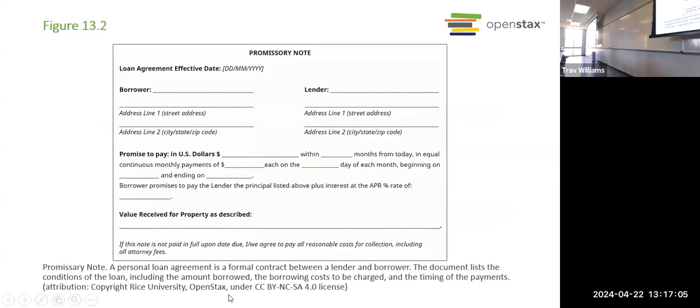I think we saw last week an example of a promissory note. Am I right? This one's pretty similar. Thank you, Arnold. This one's pretty similar.